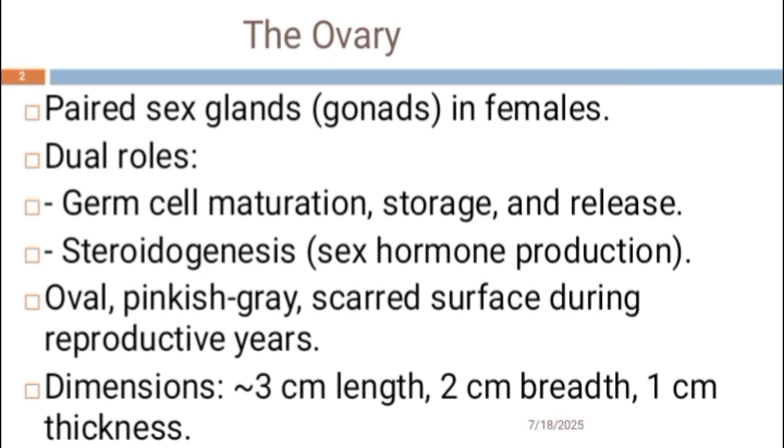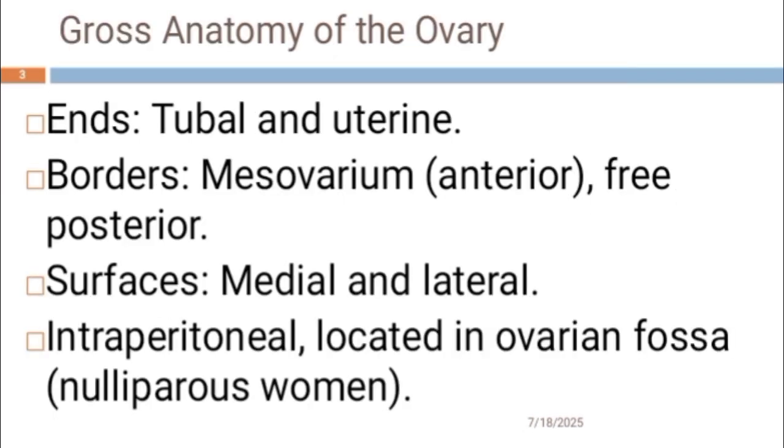It measures approximately 3 centimeters in length, 2 centimeters in breadth, and 1 centimeter in thickness. Anatomically, each ovary has two borders, the mesovarian and free posterior, and two surfaces, medial and lateral.